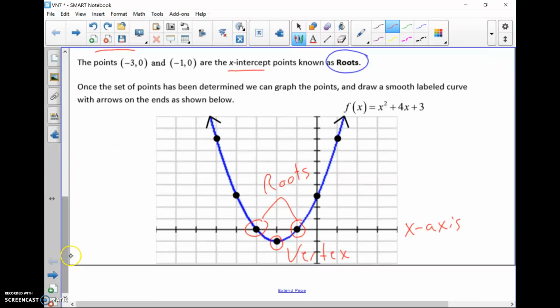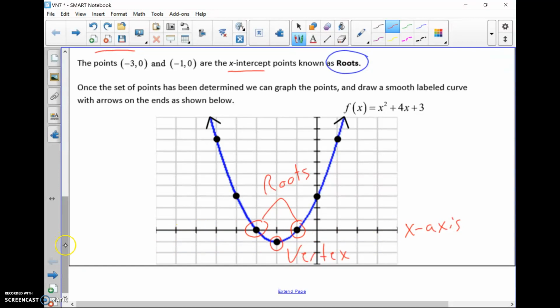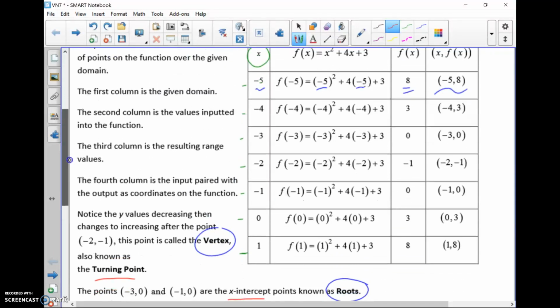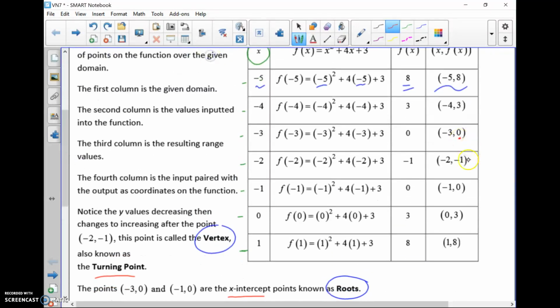Because what do you know about roots? If roots are on the x-axis, that means their y values have to be 0. So any coordinate you see that has a y value of 0, like here and here, those are roots. Because that means if it has a y value of 0, it's sitting on the x-axis. And right smack in the middle of those is always going to be the vertex. There might be points in between the roots and the vertex, but the vertex is always halfway between the roots.